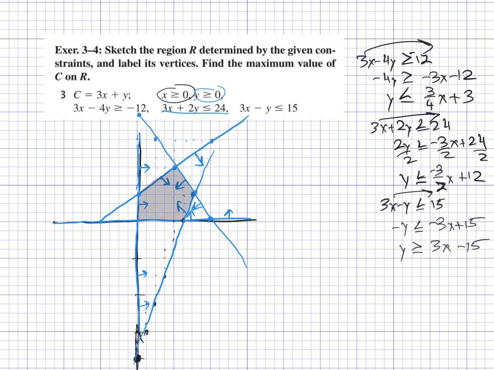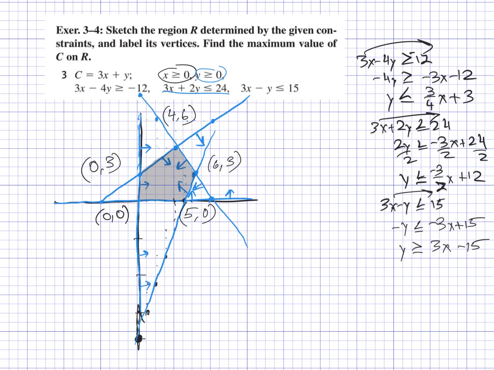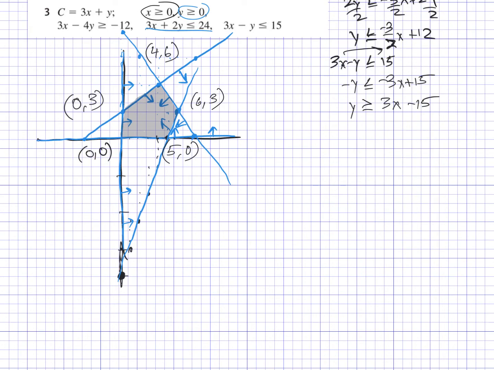So let's come up with all of the coordinates. So we have 0, 0. We have 0, 3. 4, 6. And 6, 3. And we have 5, 0. So we got to check all of those. So let's move everything up. And let's start our process here.